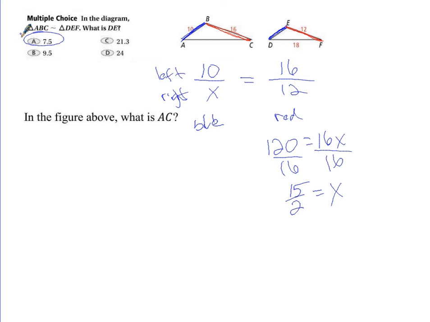All right, so now that is the original problem, and I'm asking you a different problem now. In the figure above, what is AC? These are still similar triangles, so you solve it the same way. Go ahead and set up a proportion and solve. Find the length of AC.